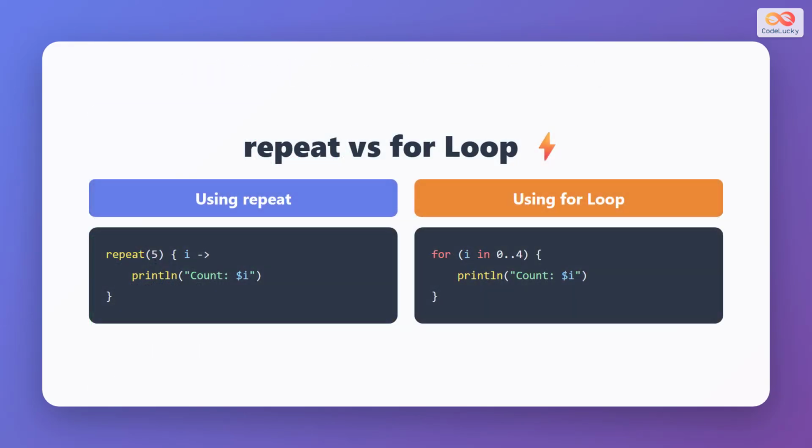Let's compare the repeat function with a traditional for loop to understand when each is appropriate. On the left, we see repeat called with 5 iterations, using the index parameter in our lambda. On the right, we have an equivalent for loop that iterates from 0 to 4 using a range. Both produce identical output, printing count, followed by the index from 0 to 4. The repeat version is more concise and clearly expresses the intent of simply executing code a fixed number of times. The for loop version gives you more flexibility with the range, allowing custom start points, end points, and step values. Choose repeat when you have simple, fixed repetition needs, and a for loop when you need more control over your iteration pattern.